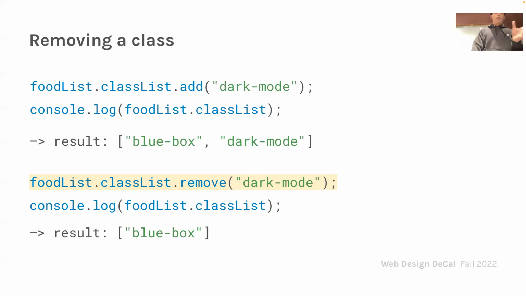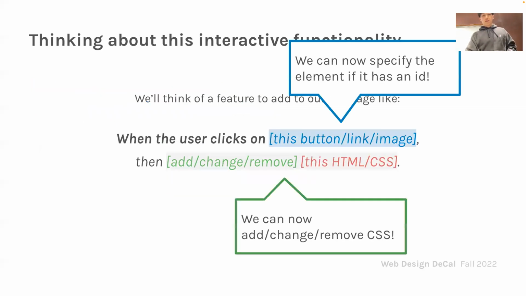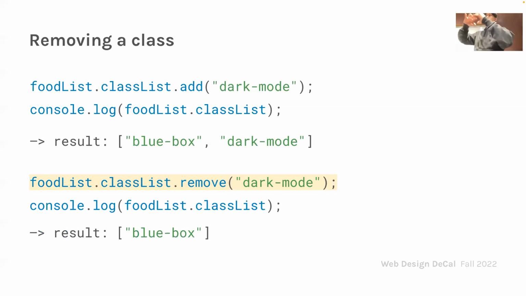So adding and removing classes is one way we can edit the CSS of elements without manually doing it. If we write CSS for this dark mode class, like background color equals black or something like that, it will apply when this element contains that class name, and then it'll get removed when the class name gets removed using these dot add and dot remove functions.